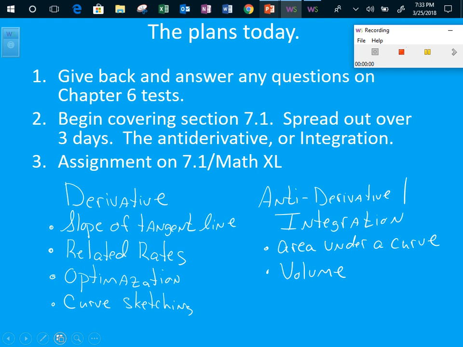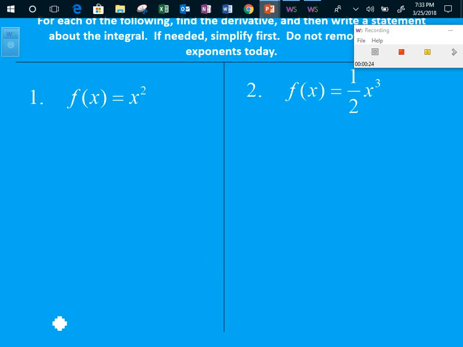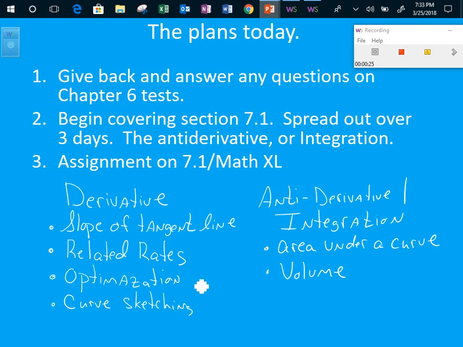Things that we've done with the derivative: slope of the tangent line, instantaneous rate of change, related rates, optimization that you just tested over. I hope that went very, very well for you, and curve sketching. What we do today is we turn the corner, and I just need to show you the notation and the formula for how to find the antiderivative, also called the integration, of a function.